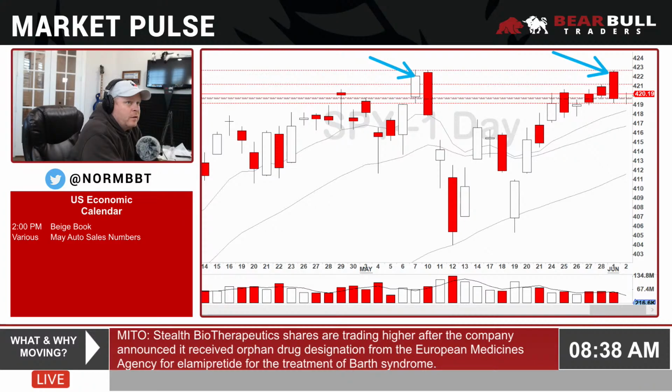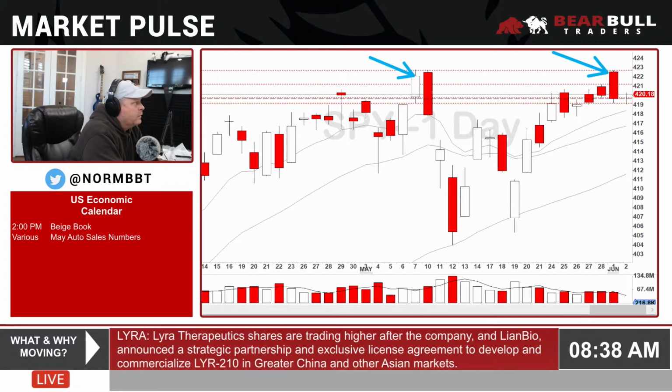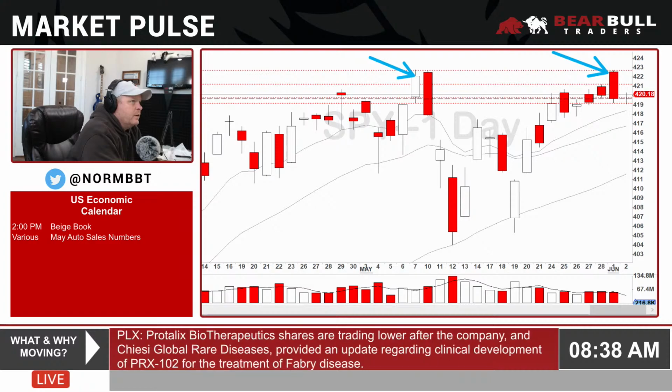We're in the summer trading months. It's a little bit slower. We do have Beige Book at 2, but most importantly, probably our auto sales numbers that'll be trickling out from the various companies over the next day or so. So just keep an eye on that. Keep an eye if we can break this all-time high. We have rejected it a couple of times now, so we'll see if we get the momentum to break through.